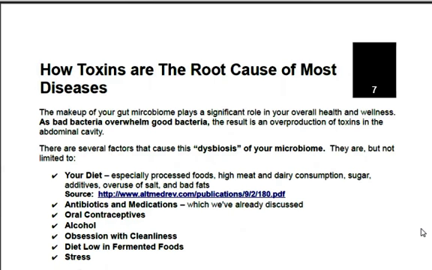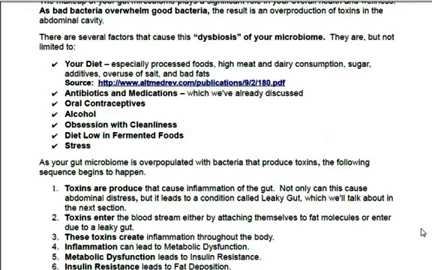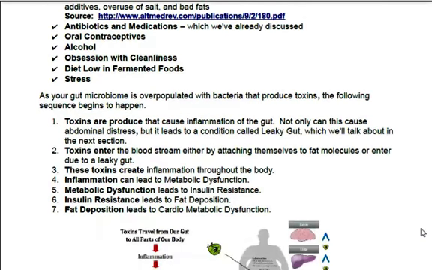No, medications don't necessarily do that. Use a medication only when you have to, as a last resort, as opposed to always going to that as the first thing. So again, we want to help them to understand how different items that they're doing through their diet, antibiotics and medications, for women, oral contraceptives, alcohol, obsession with cleanliness, diet low in fermented foods, stress, are all creating this dysbiosis leading to toxins, and toxins then go and produce a whole line of different health issues.